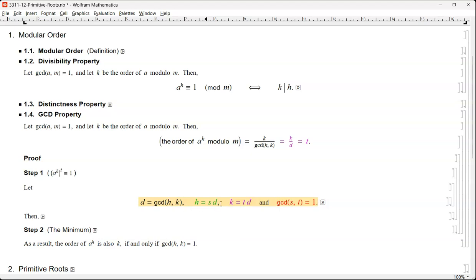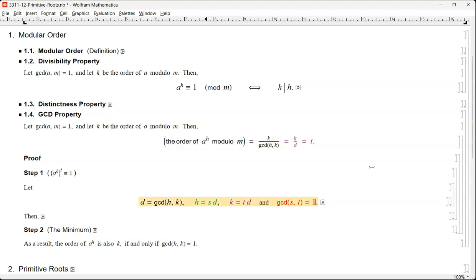Let's see. Green and purple are straightforward. D is a common divisor, so D divides H and D divides K. So D times some integer is H, let's say that's S, and D times another integer is K, let's say that's T. So S is H over D, T is K over D, as you see over here.